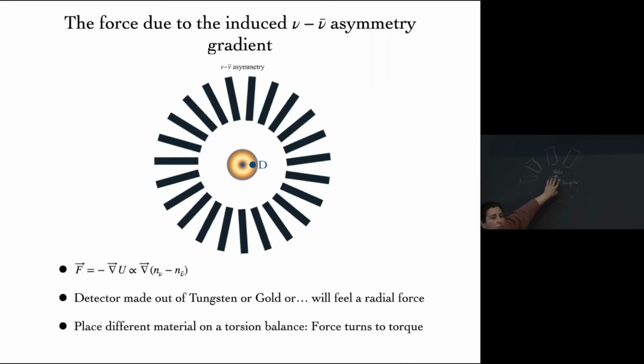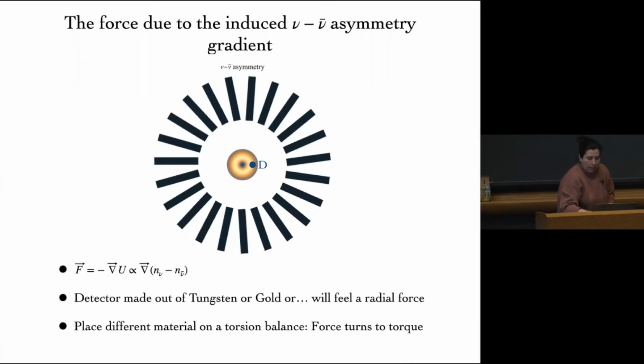One of the great things about the neutrino force is that it is equivalence principle violating, so it cares about the composition of the material. So this one will feel a force of one size, let's say this way. This one will feel a force of a different size this way. So overall, this wants to spin. The way I've drawn it, it will go this way. So you can convert what appears to be a conservative force, because it's the gradient of a conservative potential, into a torque by using what is essentially a torsion balance. This is what the torsion balance does.